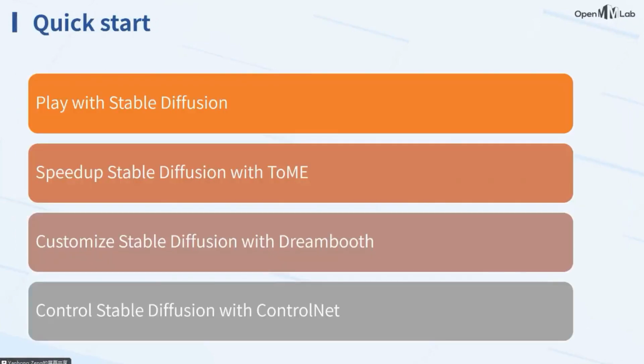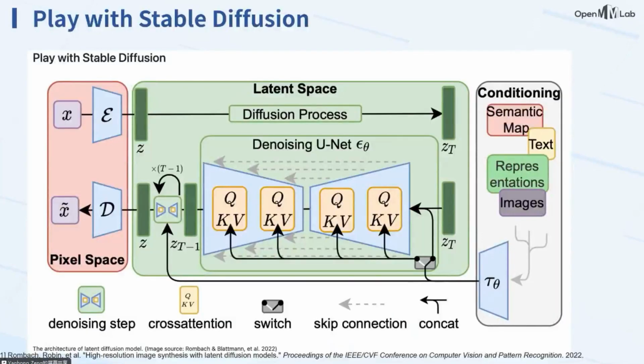And here is the second part of my talk today. It's a quick start tutorial of MMagic. Here it consists of 4 examples: play with Stable Diffusion, speed up Stable Diffusion with a toolbox, customize Stable Diffusion with DreamBooth, and also control Stable Diffusion with ControlNet. And here is the first example, play with Stable Diffusion.